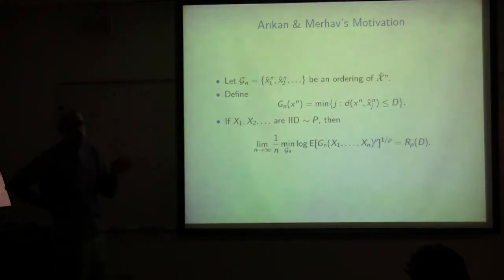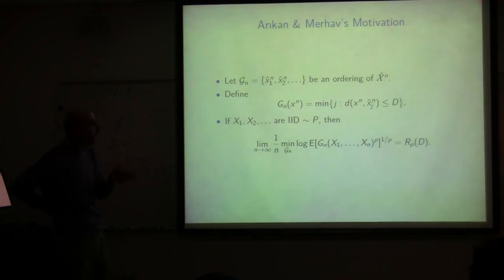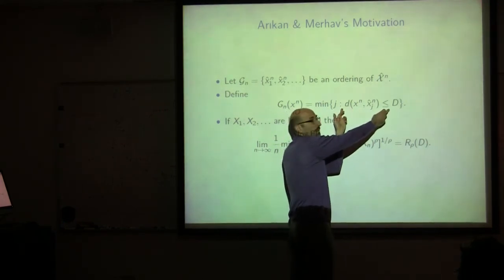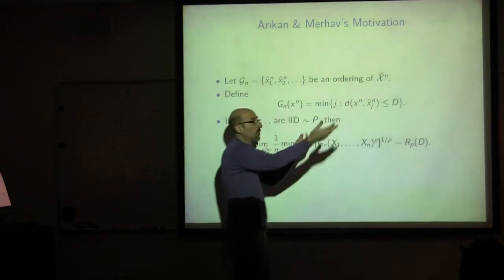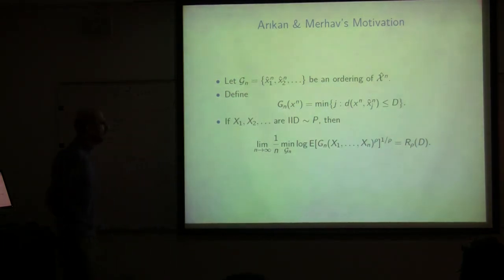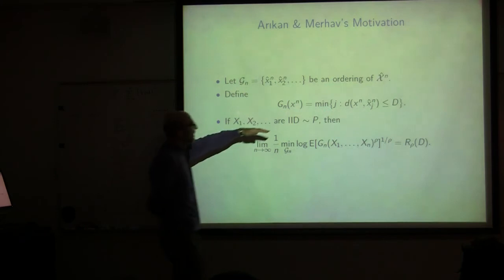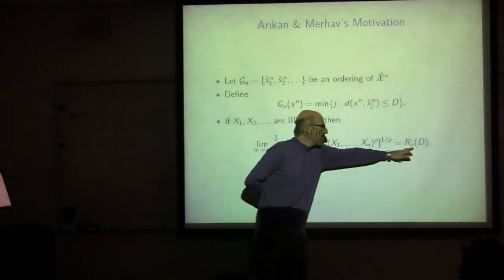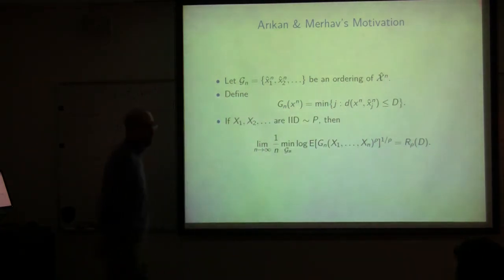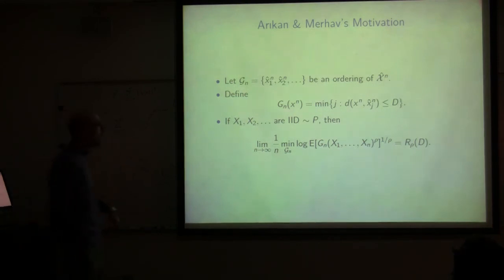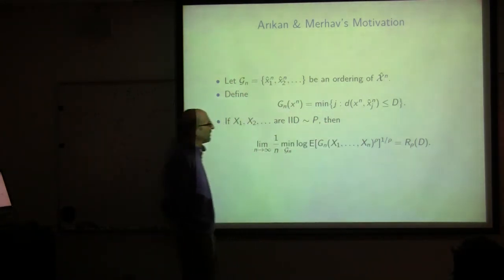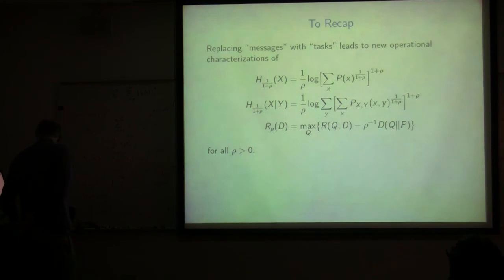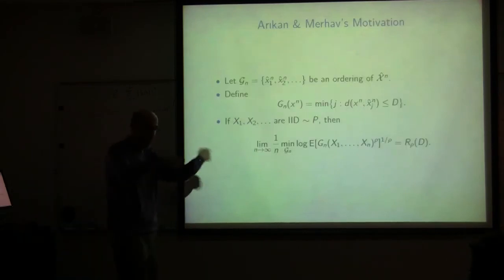And you want to know how long it will take you before you guess correctly, in the sense that the distortion between your guess and the true sequence is upper bounded by D. Of course, this is a random quantity, and you can look at its moments, the rho-th moments of this. They prove that as n tends to infinity, the limit is R rho of D. So it's actually the same R rho of D that we ended up with that they end up with for this problem. Okay, so the minimization is over all the possible orderings? Yes, all the different ways in which you can order the guesses.